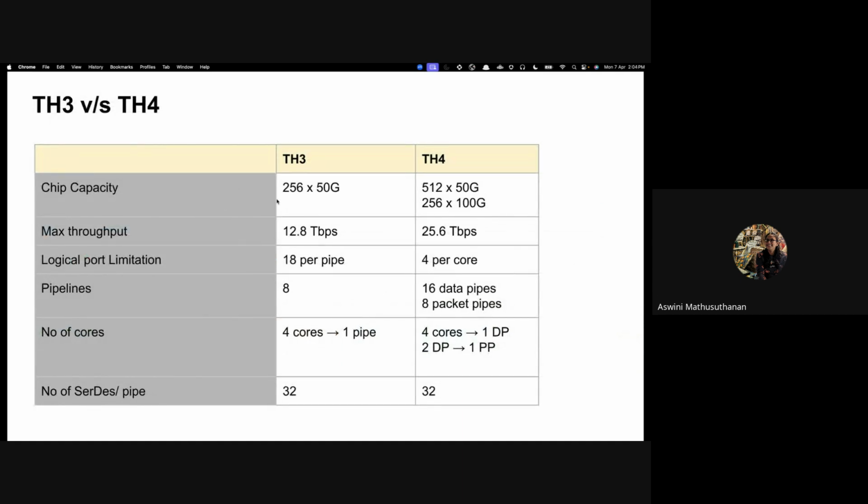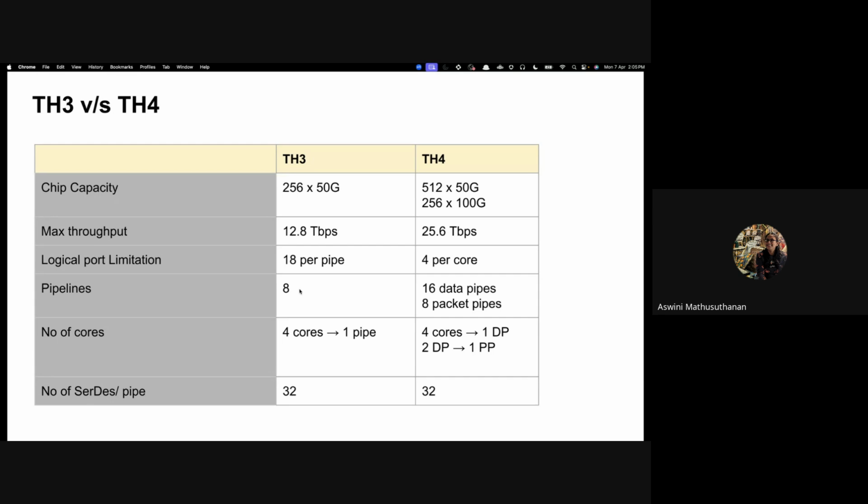So this is just the difference between TH3 and TH4 as we are going to focus on it. The first three are basically the same, and what we have to focus on more is the logical port limitation. In TH3, it is 18 per pipe, and for TH4, it is 4 per core. And the number of pipelines is different.